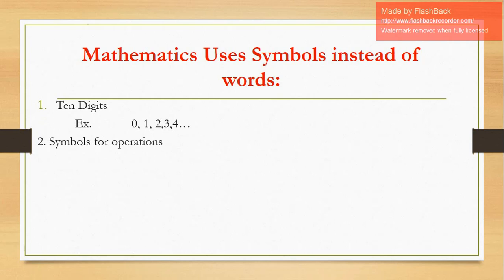Second one is symbols for operation. What are the symbols for operation? We have addition, subtraction, multiplication, division, radical sign or square root. And these last two symbols are used in set operations. We read this first one, the U-like symbol, as union, and this inverted U-like symbol as intersection.